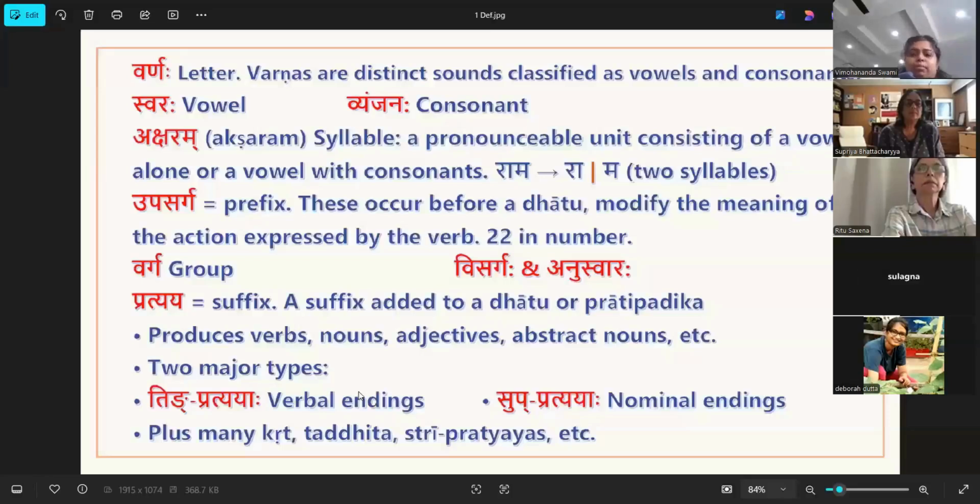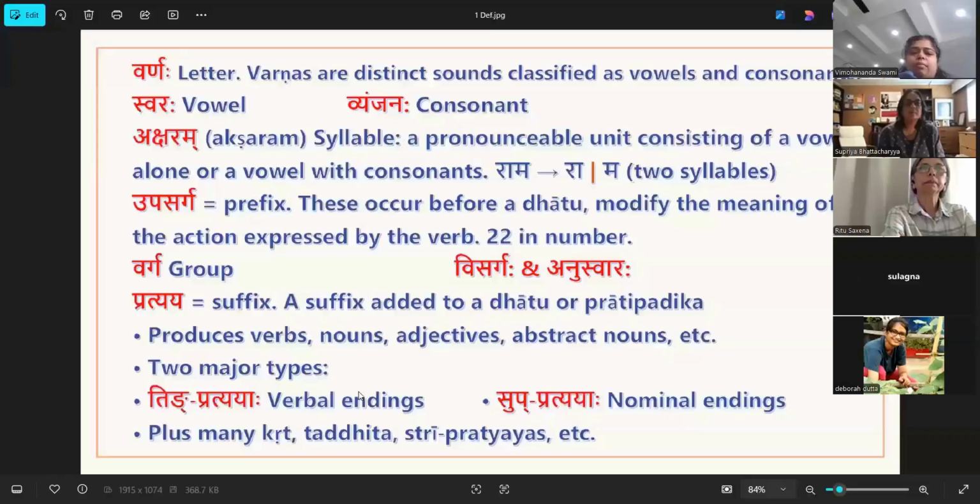Vowels, and consonants, which start from ka. A vowel is called a swara, and a consonant is called a vyanjana. Then what is an akshara? Akshara means a syllable, a pronounceable unit consisting of a vowel alone or a vowel with consonants. But a vowel has to be there. Without a vowel there can be no syllable.